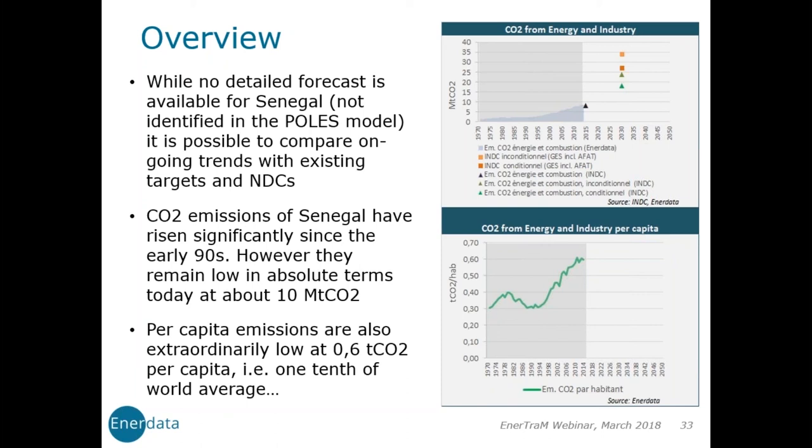We also see that Senegal's nationally determined contributions imply much higher emissions in the future, about 20, 25, up to 35 million tons of CO2. And we can also see that per capita emissions, although they have increased very much since the mid-90s, from 0.3 to 0.6, are still very low. This is only one-tenth of average per capita emissions at world level. So this puts a particular light on the situation for countries like Senegal.